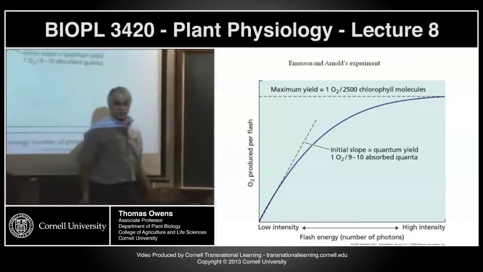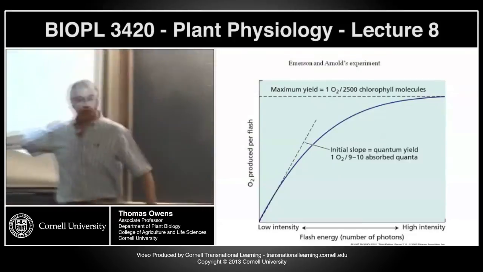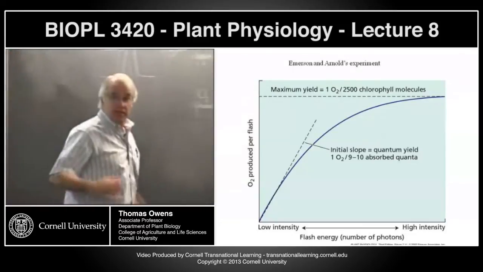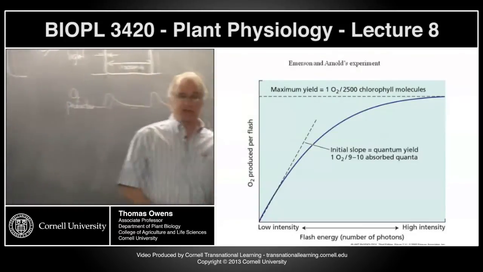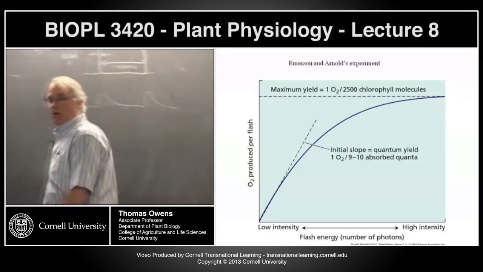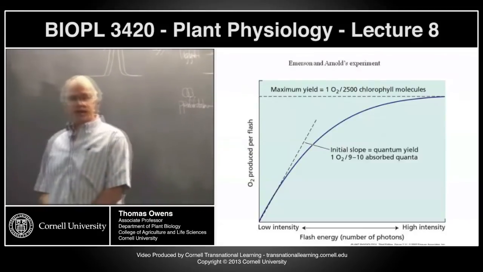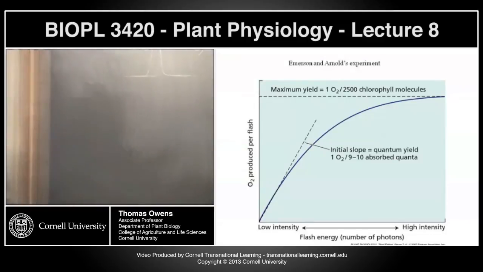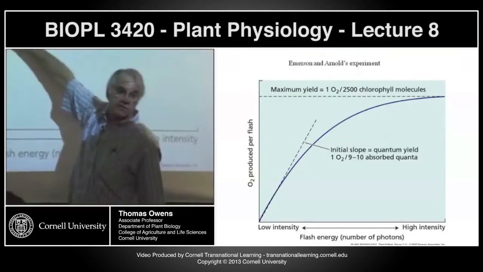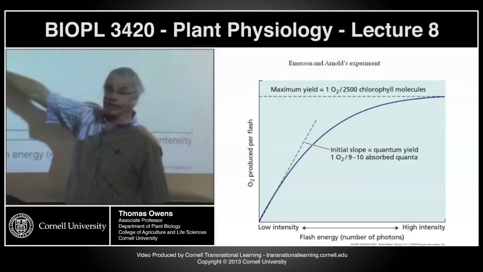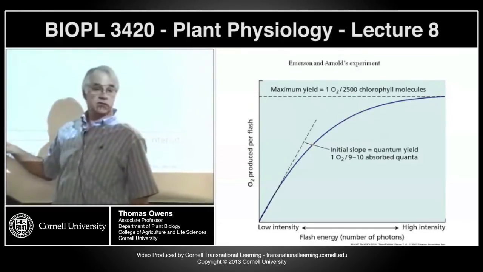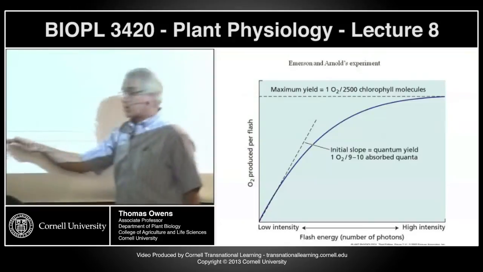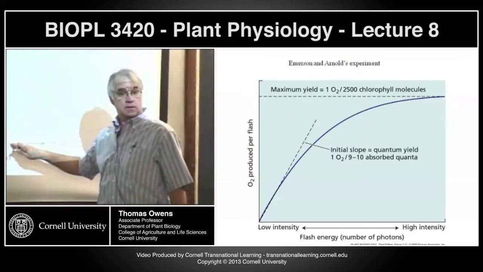Pretty straightforward. It's just like an enzyme experiment. Light is the substrate, oxygen is the product. So not surprisingly, they saw a light saturation effect. But what was surprising was their interpretation of what this experiment means. So first of all, if we think about the initial slope of this curve, the slope is the change in y divided by the change in x. Oxygen produced per photon that was absorbed.